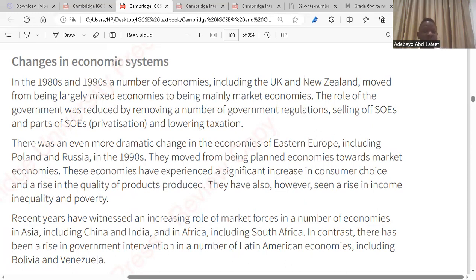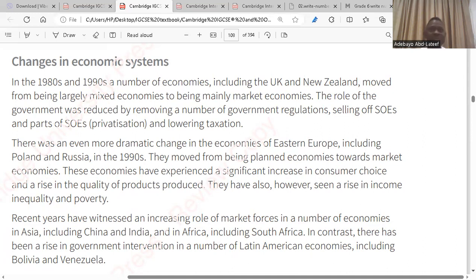That is the point. They said there was an even more dramatic change in the economies of Eastern Europe, including Poland and Russia, in the 90s. They moved from being planned economies towards market economies. These economies have experienced a significant increase in consumer choice and a rise in the quality of products produced. They have also, however, seen a rise in income inequality and poverty. Because they are moving to thinking more of profits, it is increasing poverty and income inequality. Some are so rich, while some are so poor.